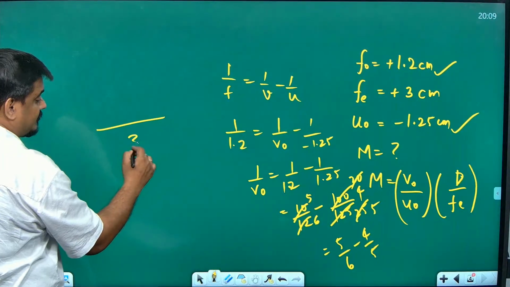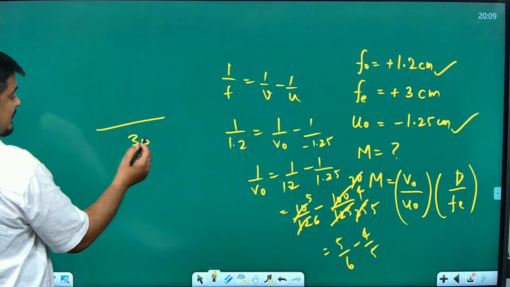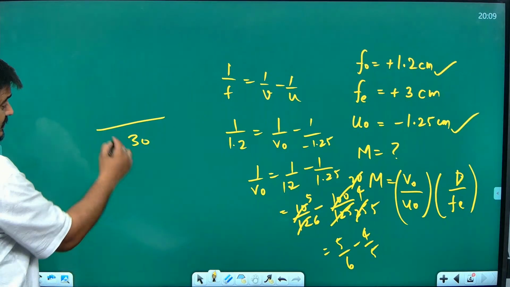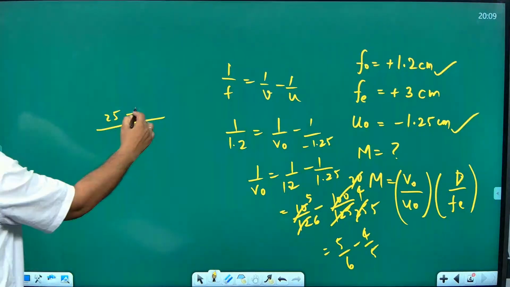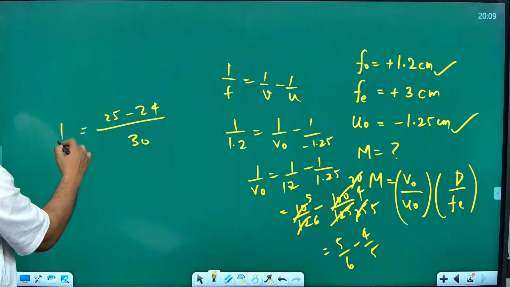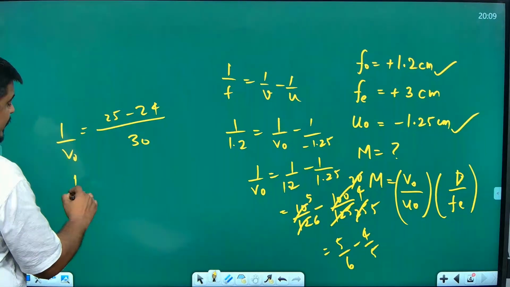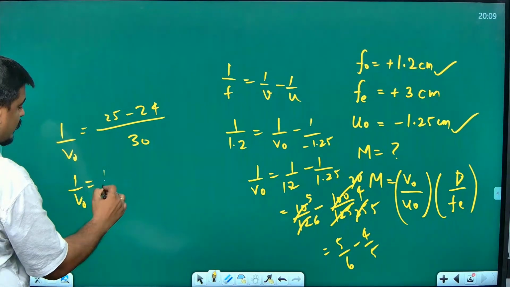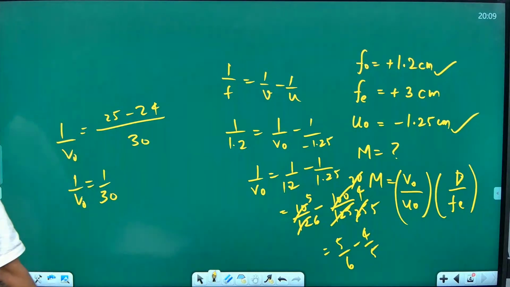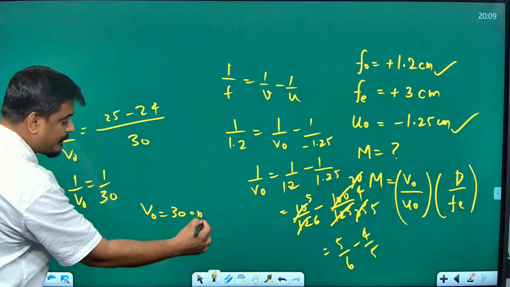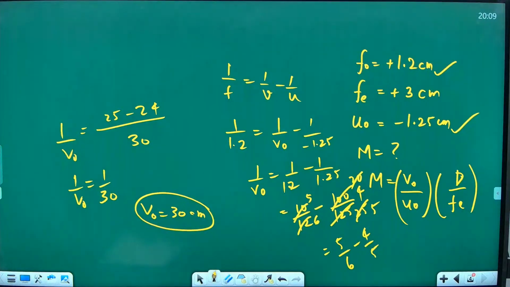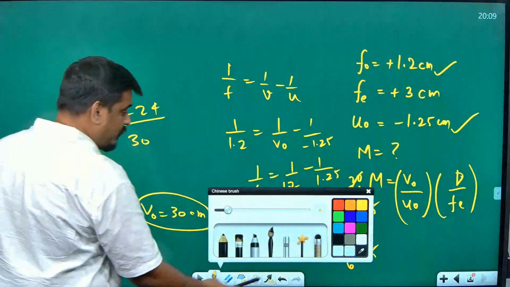LCM 30. 5 6s are 30. Sorry, 6 5s are 25, minus 5 6s are 24. This is what? 1 by VO. So I'm going to get 1 by VO as how much? What by what? 1 by 30. I am getting VO as 30 centimeter. Are you getting the same thing? Yes, obviously you should get. I am doing correctly. Yes. So VO is 30 centimeter.